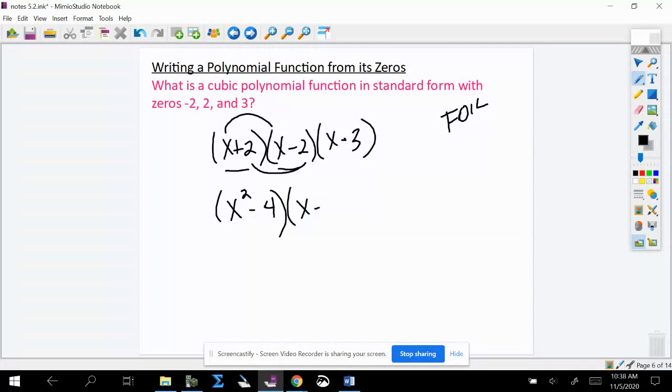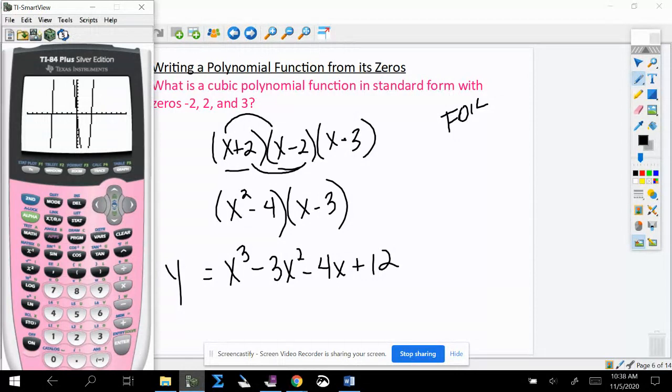Now I'm going to take that and FOIL it with x minus 3. So you're going to find yourself FOILing and then continuing to FOIL, a lot of multiplying together. So now when I multiply x squared times x, I get x to the third. My outer is going to be -3x squared. My inner is going to be -4x, and my last is going to be +12. So this is going to be the standard form of my function.